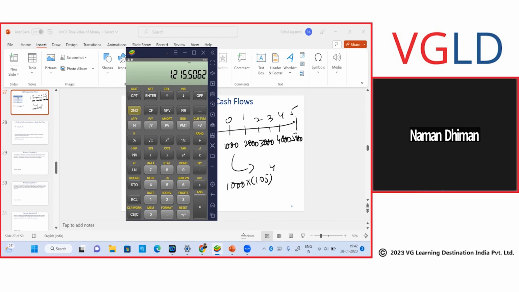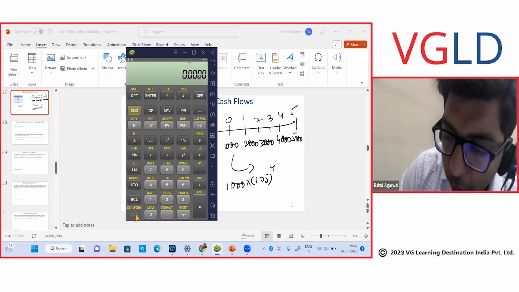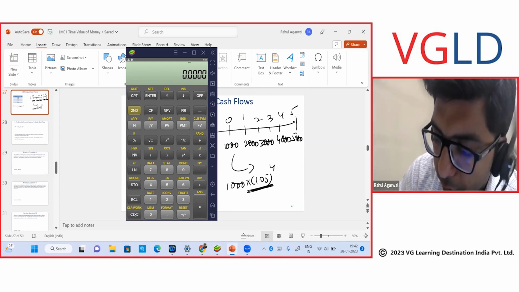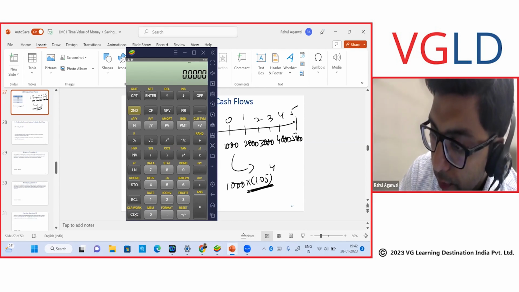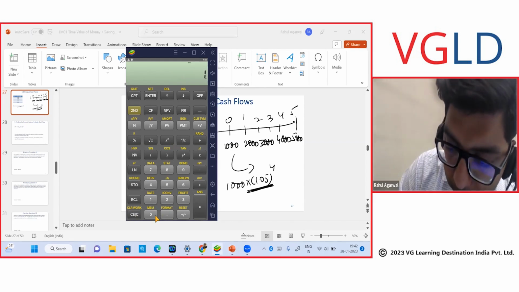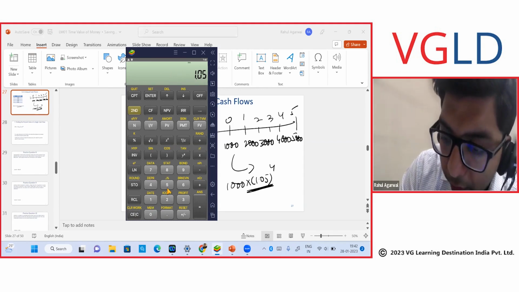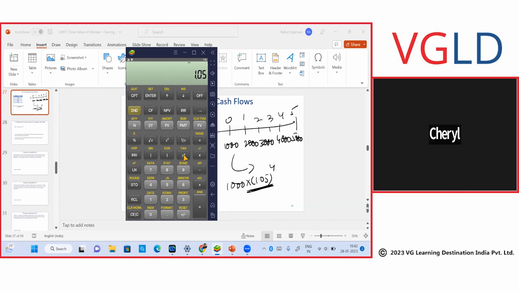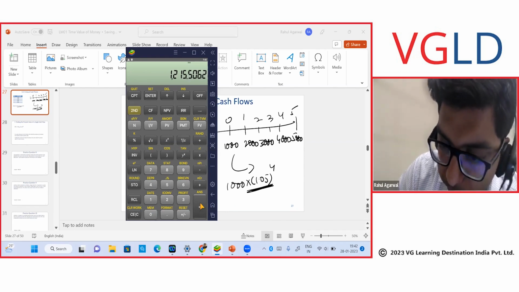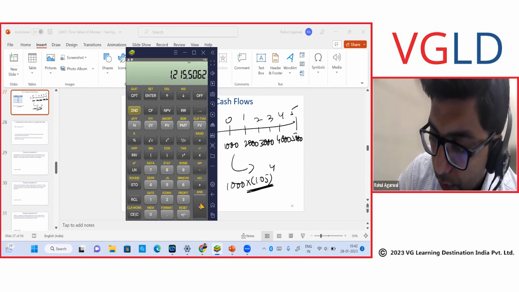Can you repeat, please, sir? See this. What do I want to calculate? 1000 into 1.05 to the power 4, right? So 1.05. Now what? To the power. See this button, y to the power x. Press this, press 4. So it becomes 1.2155 into 1000. Getting it?